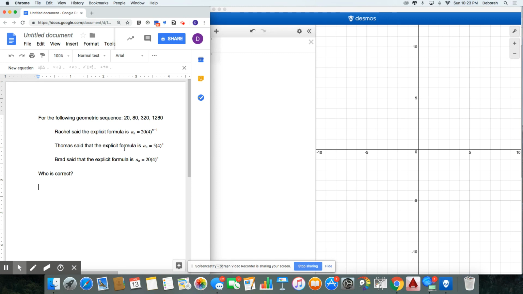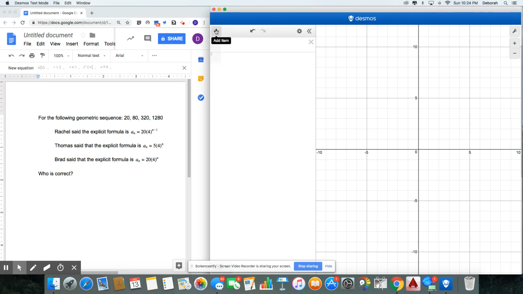We've got three different opinions of what the explicit formula might be. So we're going to use Desmos to find out who's right. So what I'm going to do is start by just putting these points into a table so that I can see them graphed on Desmos. So I'm going to click the plus and add a table. And this is my first, second, third, and fourth term.